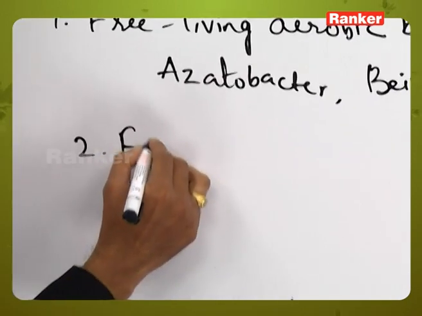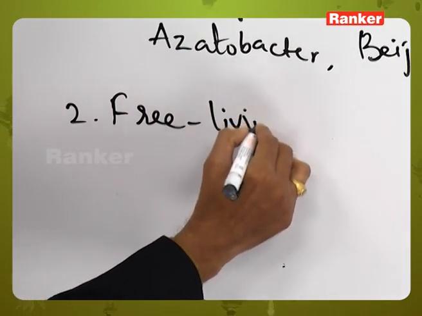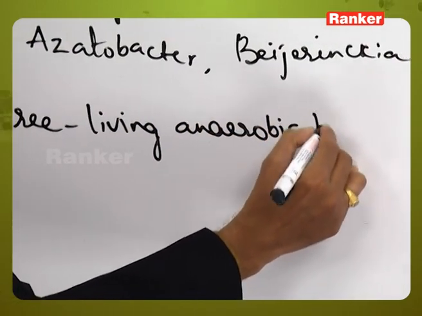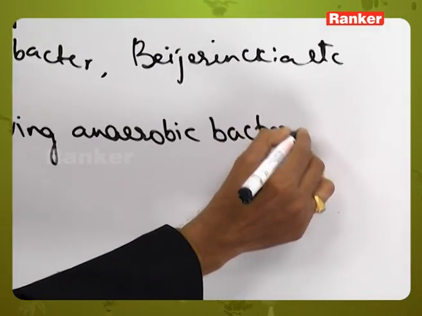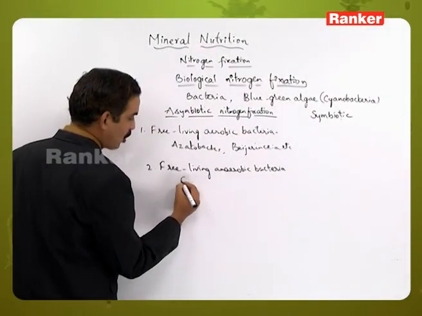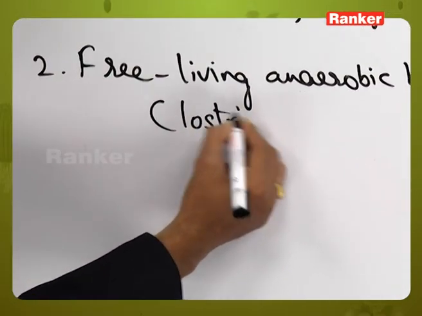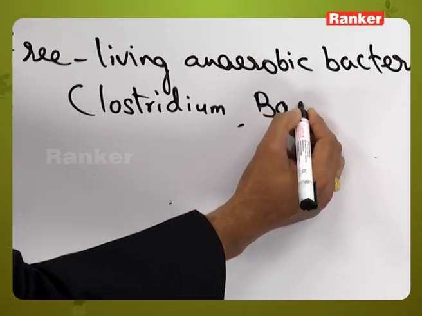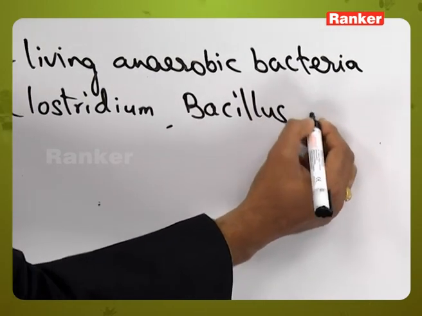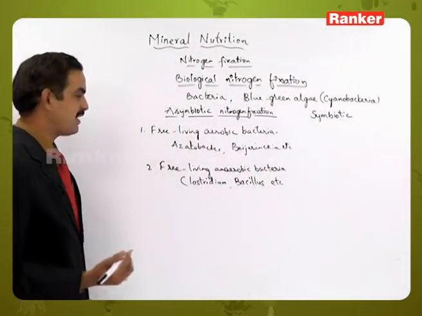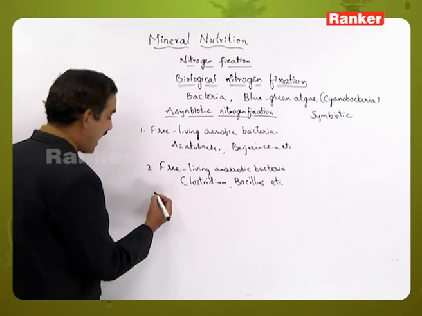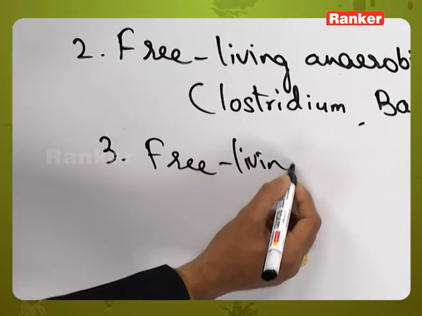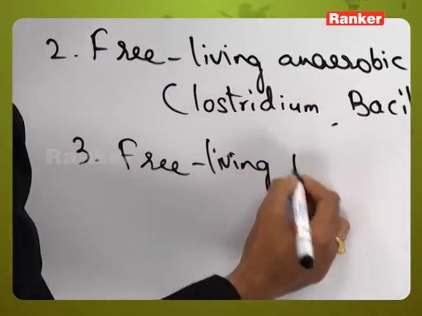In the same way, some of them are free living but anaerobic bacteria. Examples like Clostridium and Bacillus species. So these are some of the examples of free living but anaerobic bacteria, and some of them are free living and photosynthetic bacteria.